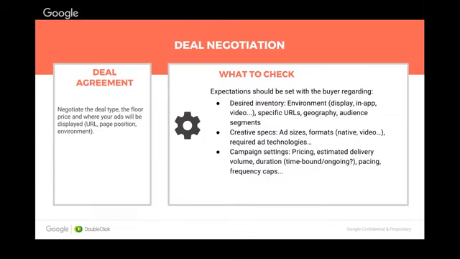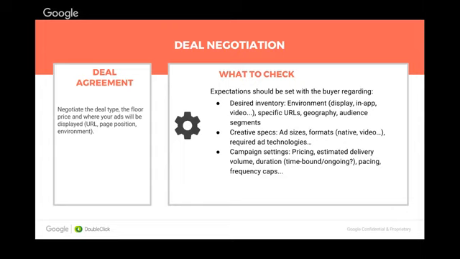The negotiation phase is where, exactly as I said before, buyer and seller try to agree on the CPM floor, as well as the type of inventory the publisher is going to send to the buyer. What we suggest is that expectations should be set with the buyer in terms of many different things. First of all, the desired inventory. It should be clear for buyer and seller what environment the buyer wants to buy and the publisher is able to sell, between display, in-app, video, etc.